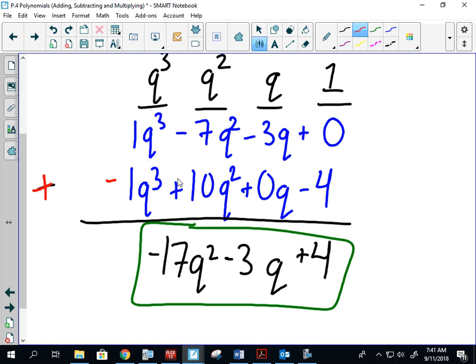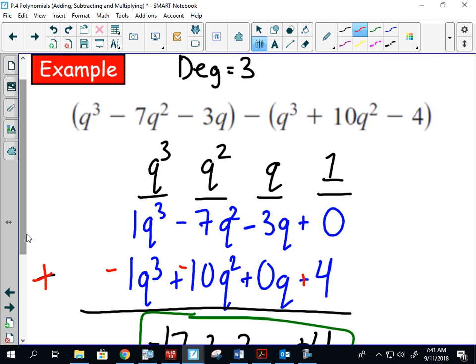So this would be a negative, this would be a negative, 0 would stay 0, and then this would become a plus. And then you could check it. 0 plus 4 is 4. -3 plus 0 is -3. -7 plus -10 is -17. So if you want to, you can change any subtraction to an addition, as long as you change the signs of the second polynomial.